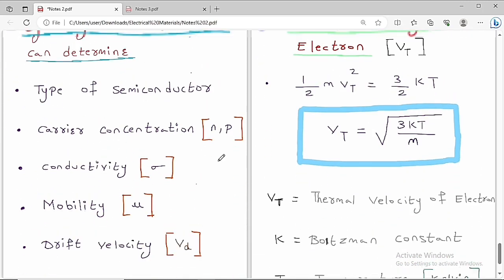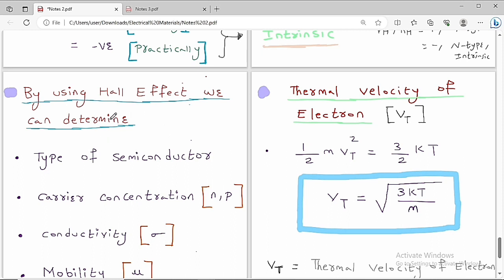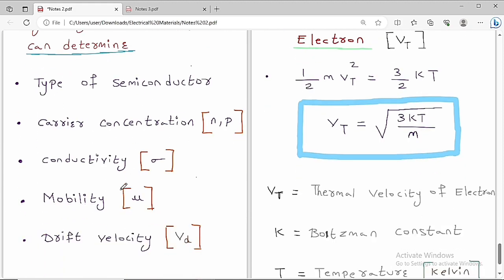The next thing is another concept: by using the Hall effect, what can we determine? With the help of the Hall effect, we can determine these five things. The first is the type of the semiconductor. I already told you the polarity of the Hall voltage is different for P type and N type: for P type it is positive and for N type it is negative. So just by knowing the polarity of the Hall voltage, we can figure out the type of semiconductor. If you get a positive Hall voltage, by default it is a P type semiconductor. If it is negative, by default it is an N type semiconductor.